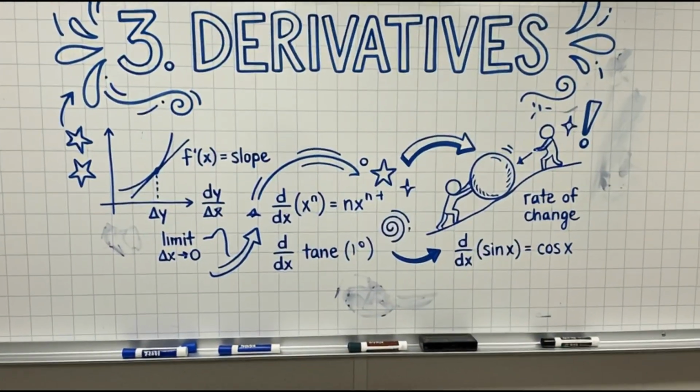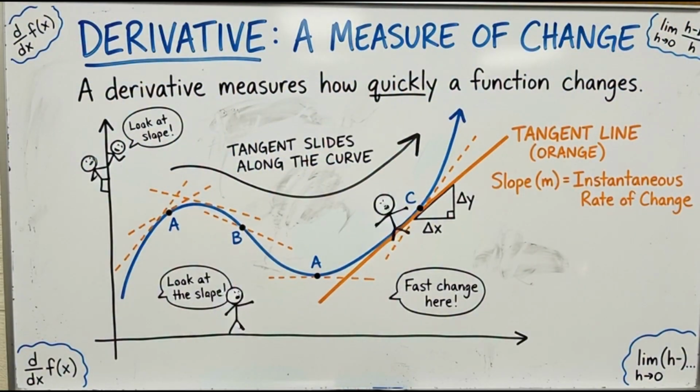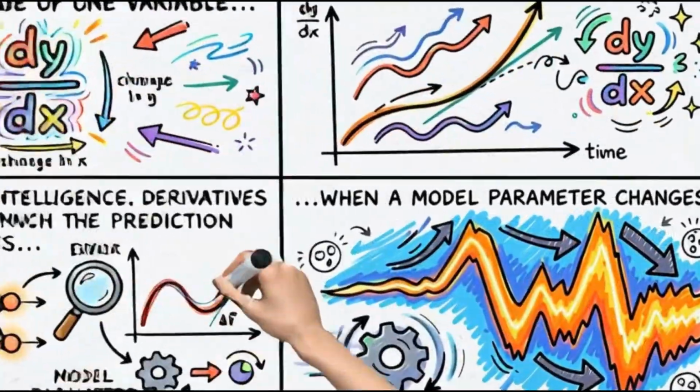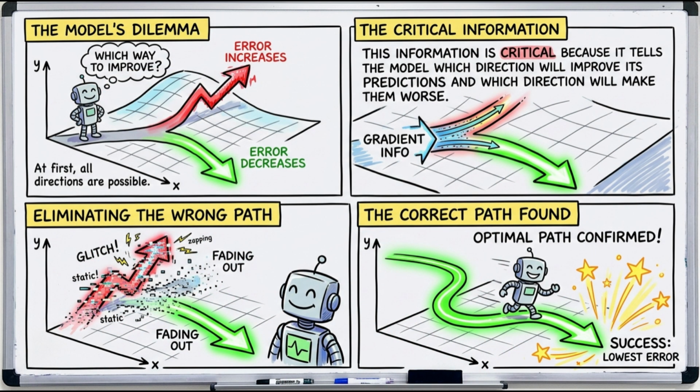3. Derivatives. Derivatives measure how quickly a function changes. Mathematically, it represents the rate of change of one variable with respect to another. In artificial intelligence, derivatives measure how much the prediction error changes when a model parameter changes. This information is critical because it tells the model which direction will improve its predictions and which direction will make them worse.